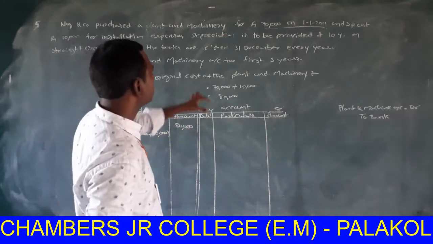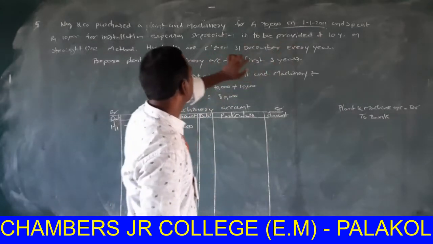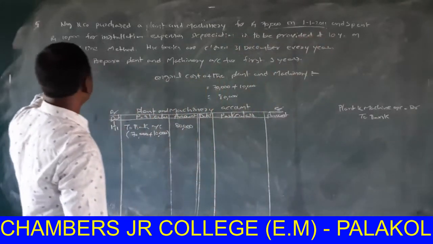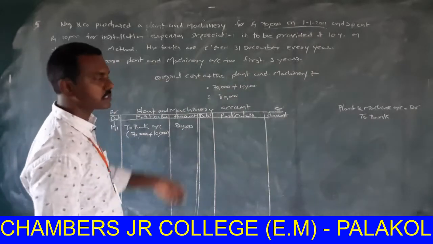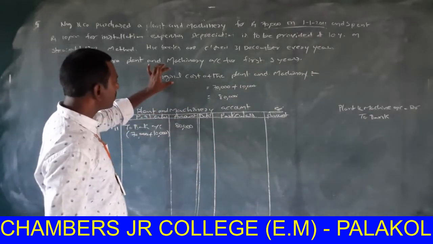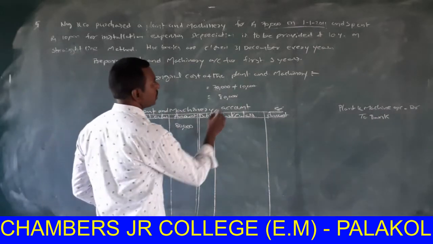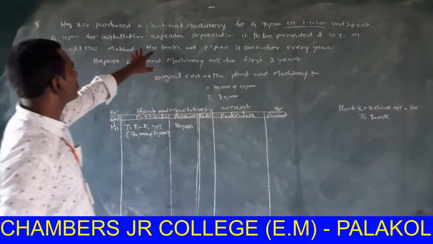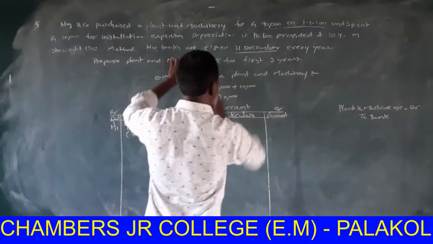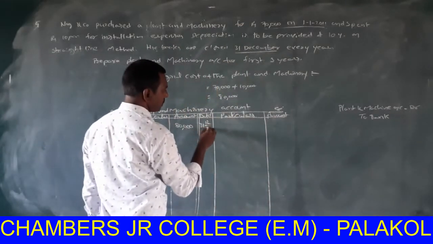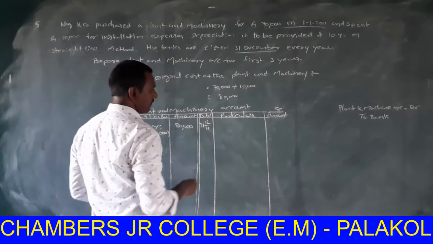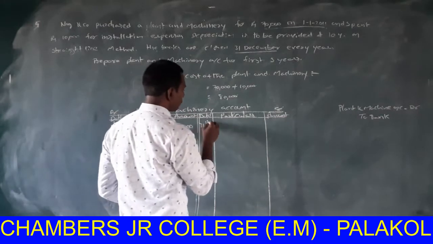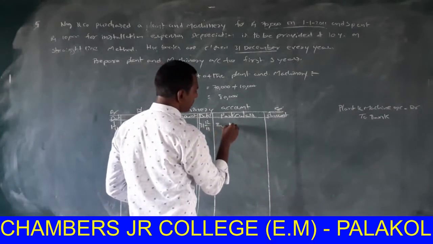Depreciation is to be provided at 10% on straight line method. Straight line method means depreciation is calculated every year on the original cost of the machine. The books are closed on 31st December every year, so depreciation is calculated at the end of every year, on 31/12/2011.